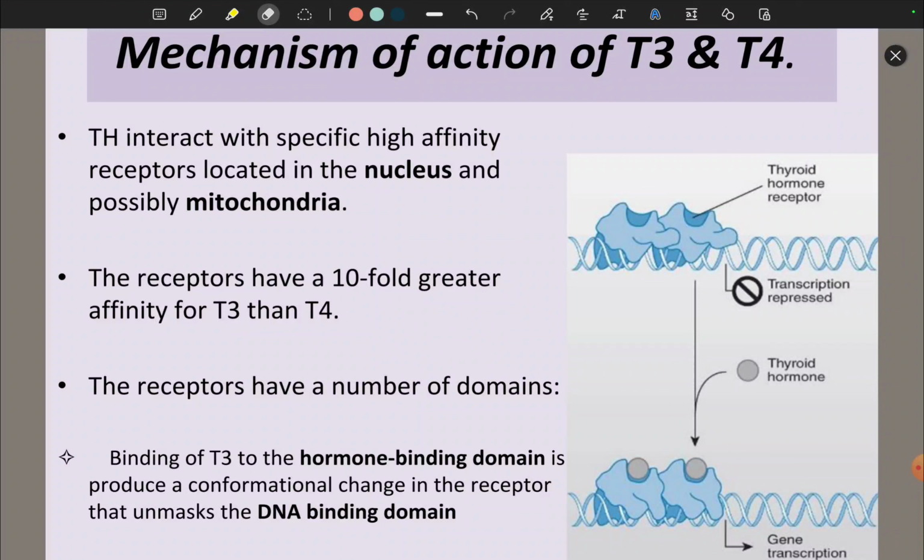It takes several weeks till the function of this hormone reaches its level. Because it binds to the DNA.